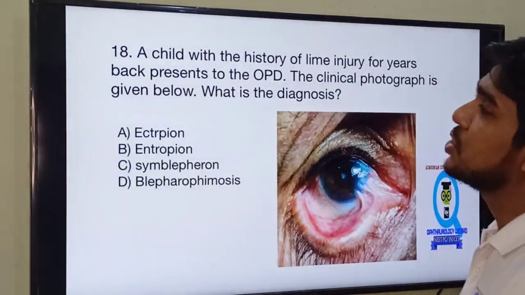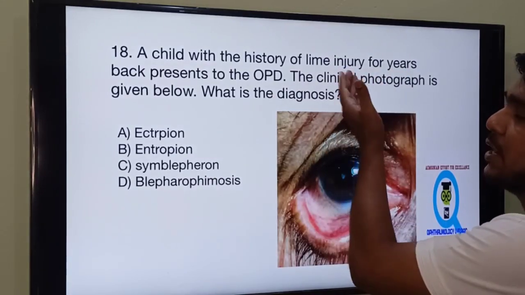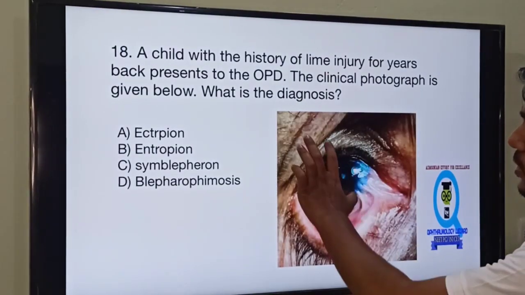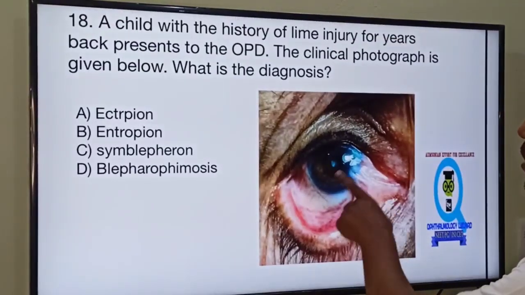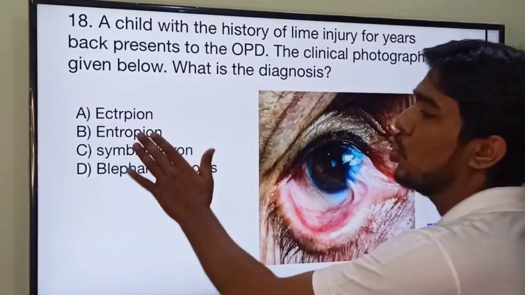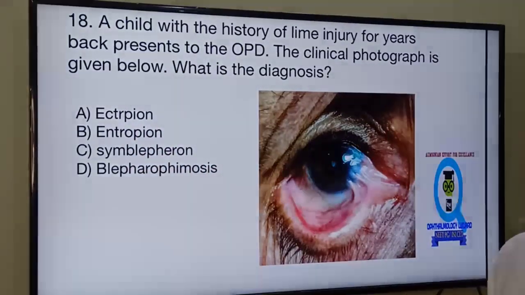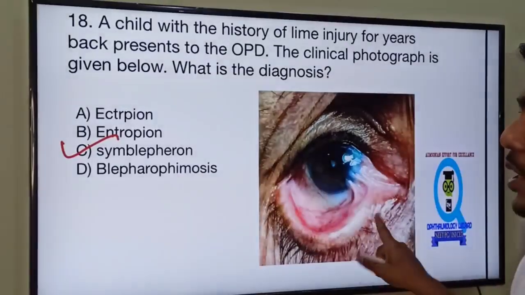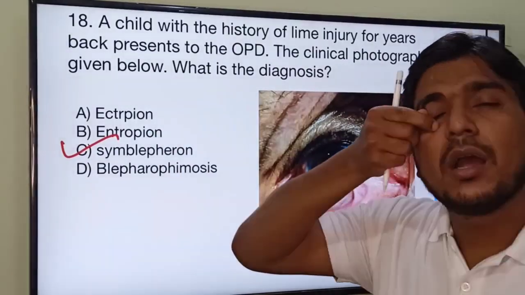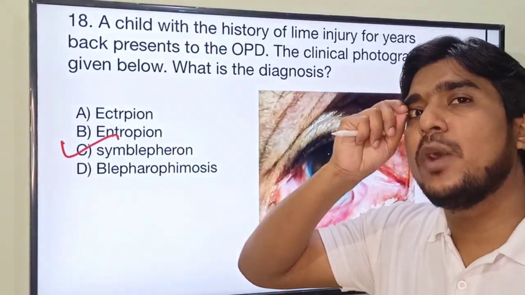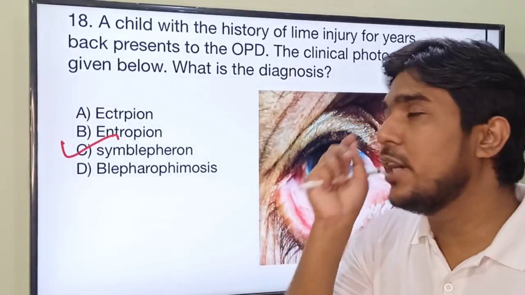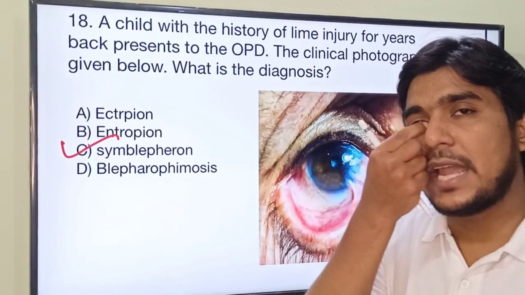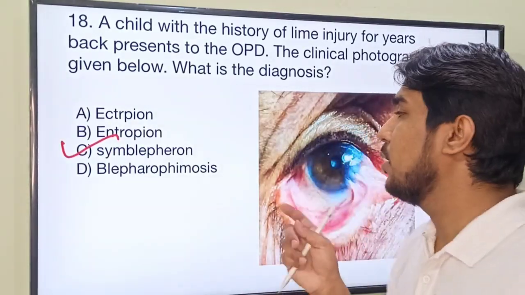Question number 18. A child with a history of lime injury, obviously this is also a chemical injury, presents to the OPD. You can see the clinical photograph here. What is this? Ectropion, entropion, symblepharon, or blepharophimosis? Obviously this is symblepharon. Remember, this is called symblepharon. Ectropion means turning of the eyelid outward, entropion is turning of the eyelid inward, and blepharophimosis means the intercanthal distance, the canthal distance from medial to lateral, is decreased, right?